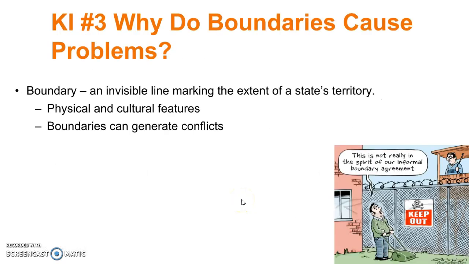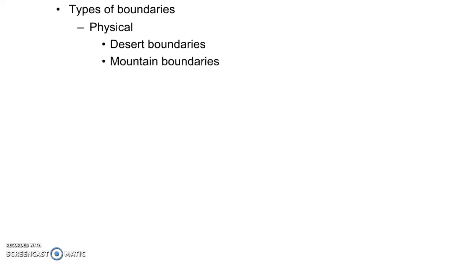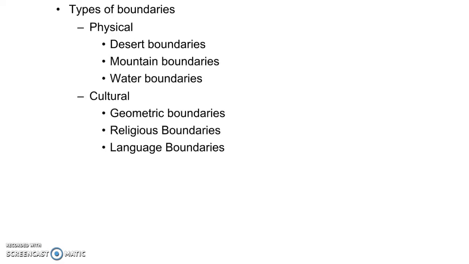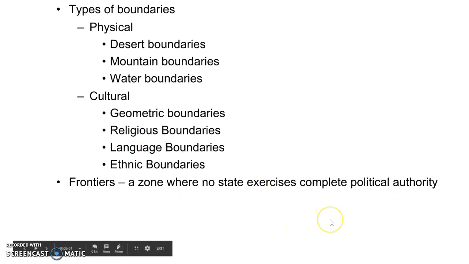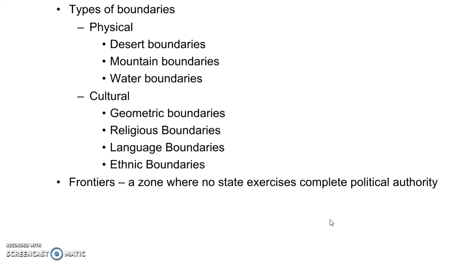Moving on here. Why do boundaries cause problems? So here is the definition of a boundary. You should definitely know that. Types of boundaries, know these. Physical and cultural. We have desert, mountain, water boundaries, geometric, religious, language, ethnic, and frontier. A frontier is a zone where no state exercises complete political authority, and these are kind of the gray areas in human geography.